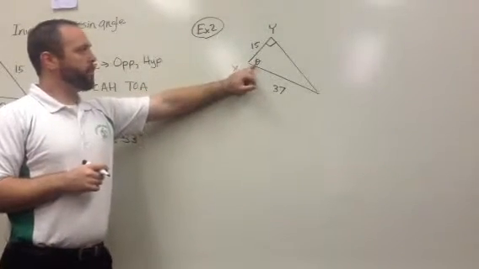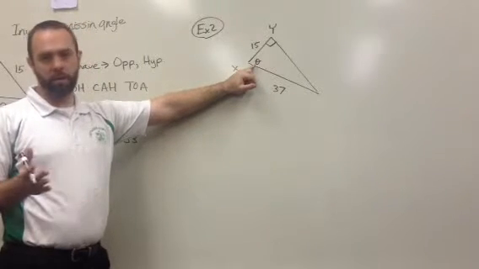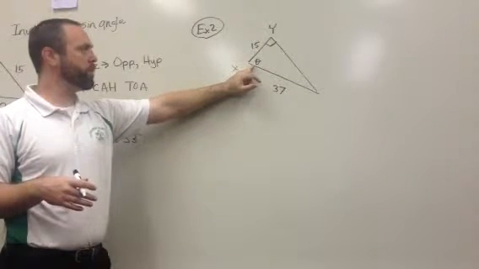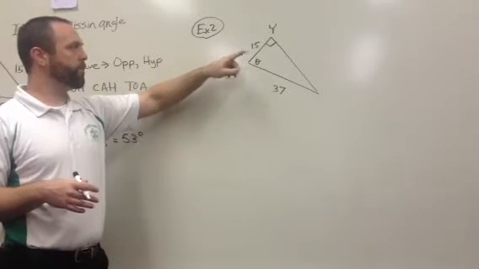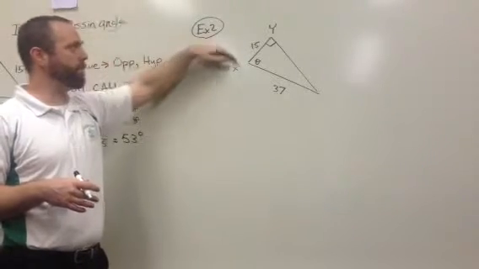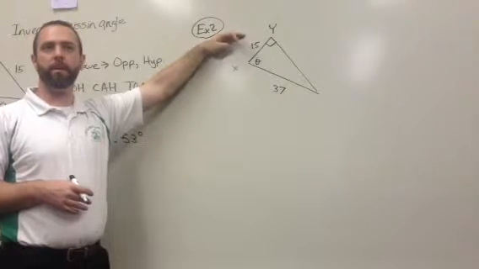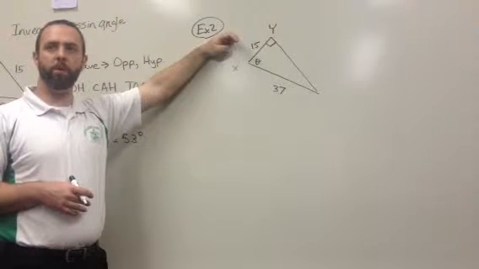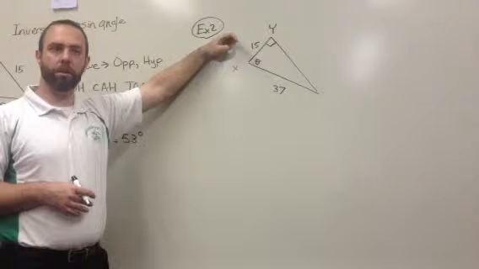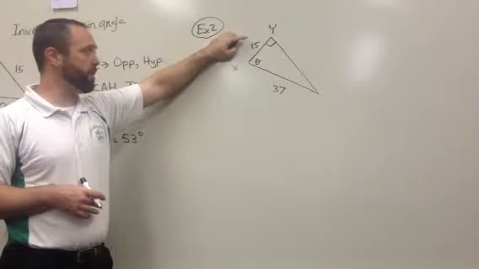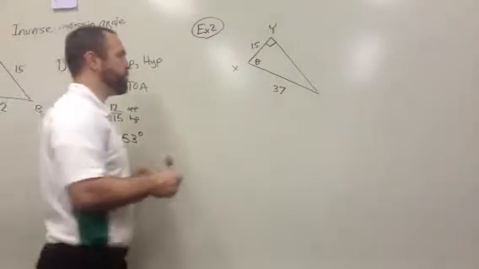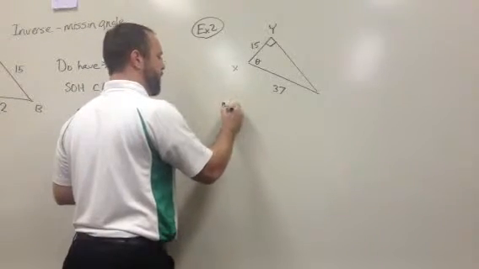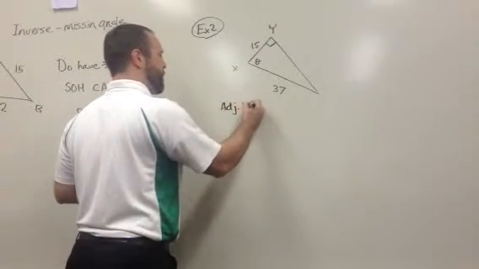Okay, we want to find the angle theta. Now we're going to need to figure out which one it is. So we ask ourselves again, what do we have? This 15, what is that? The what side? Adjacent, opposite, or hypotenuse? Haley? It would be the adjacent side, and the 37 would be the hypotenuse. Okay, so we have the adjacent side and we have the hypotenuse.